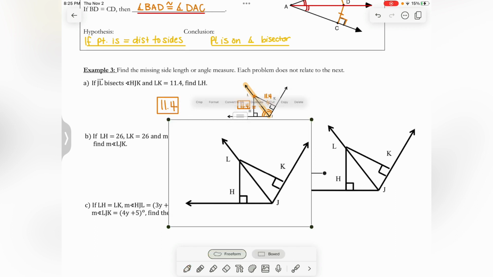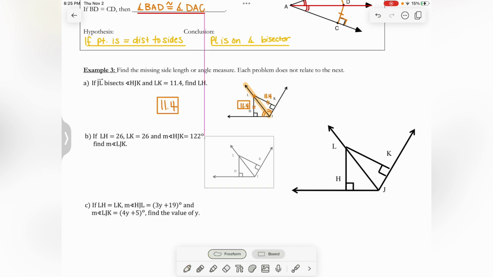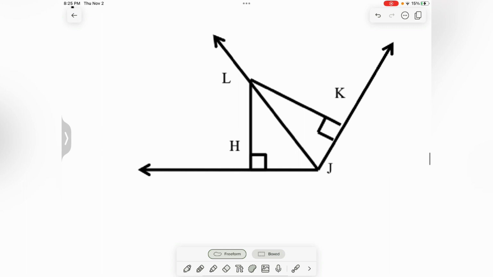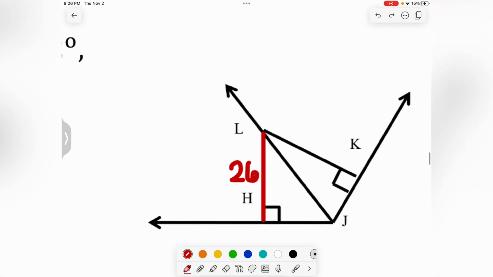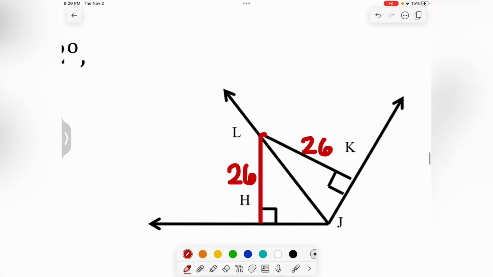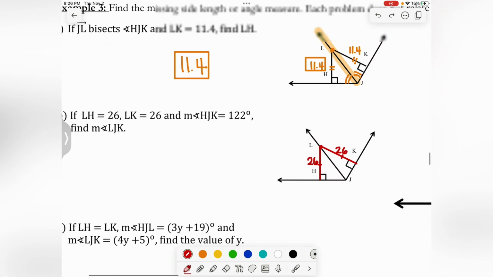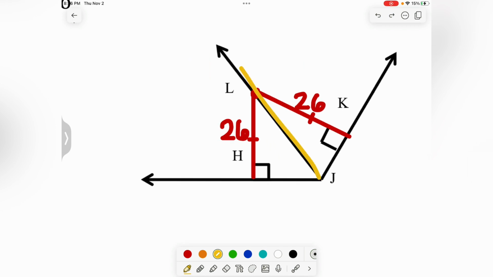I'm going to paste the image again. So now, if LH is 26, so this distance is 26, we're starting over, so we don't know for sure if this is an angle bisector yet, okay? It also tells me, though, that LK is 26, so now I know that these two segments are congruent. So now I can conclude that, yes, this is an angle bisector, okay?